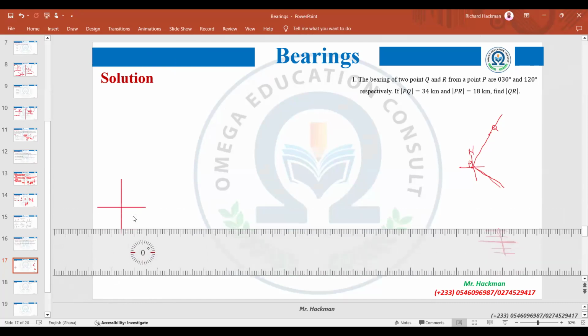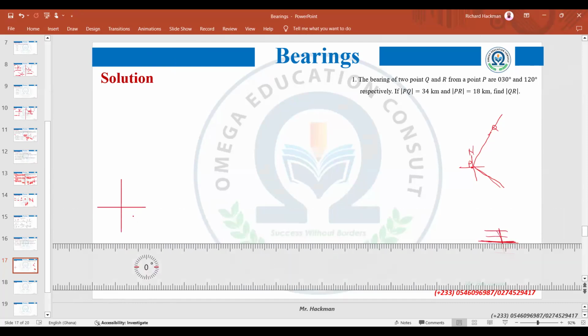Your cardinal point of interest will be the true north here. That is the only cardinal point of interest. So now what are we going to do? We are going to bring in the angles first. This point here is your reference point, all the other points are measured from P. So let's go. From P to Q, the bearing is what?